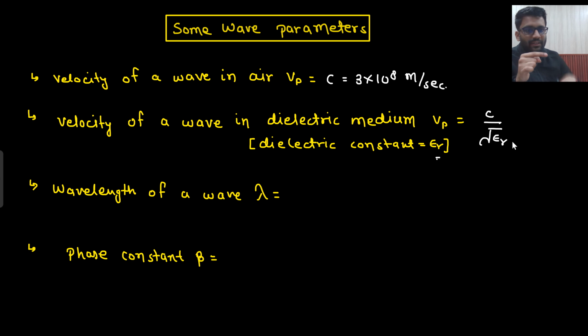The velocity reduces. This is the maximum velocity it can have. If it is traveling in a particular dielectric medium, then the velocity will reduce. These things you have studied in elementary classes. So I hope you remember it. If you don't remember it, then you can learn it now.